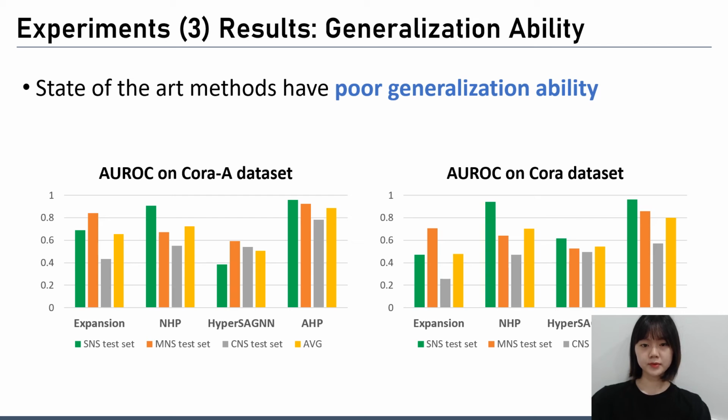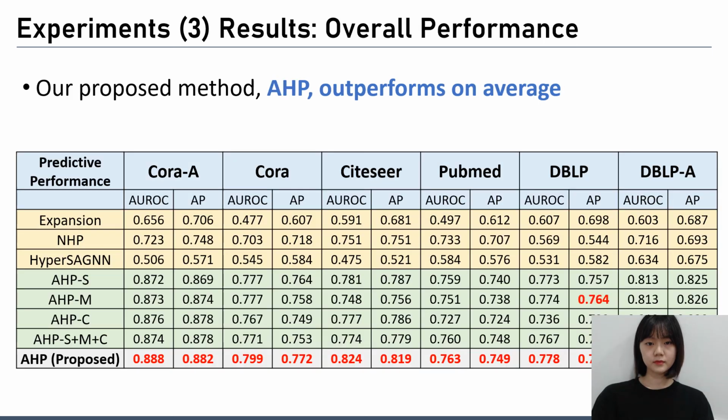Here, we provide the predictive performance of the state-of-the-art methods and our approach measured on 3 different test sets. You can see that the state-of-the-art methods show low performance or high variance in their performance. We summarize the predictive performance in all considered datasets. On average, our method, AHP, shows significantly better performance compared to the state-of-the-art methods and the variants of AHP.